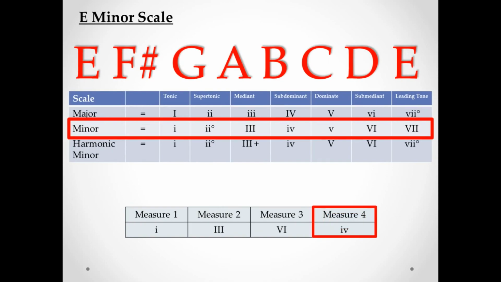Now we're going to end our measure with the 4 chord. Here I chose the 1 chord, the 3 chord, the 6 chord, and the 4 chord. That gives us an E minor, G major, C major, and an A minor. Here's how that sounds.